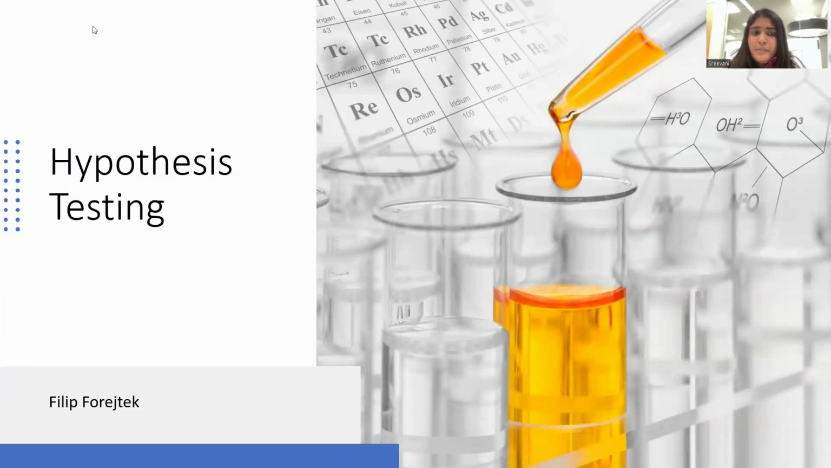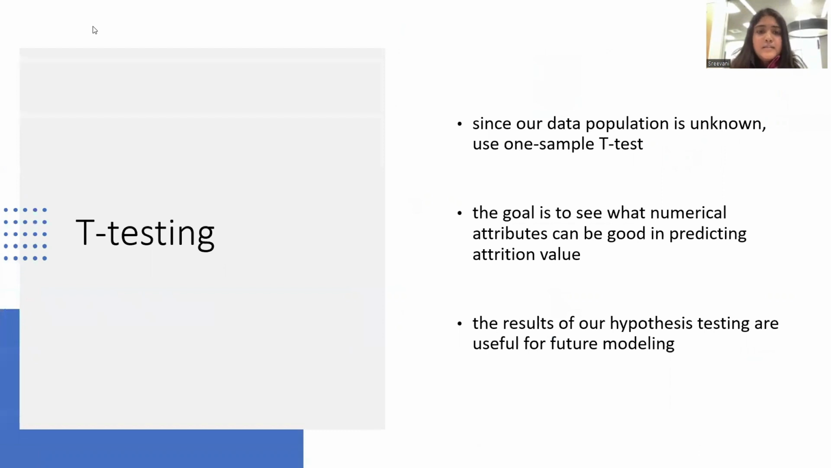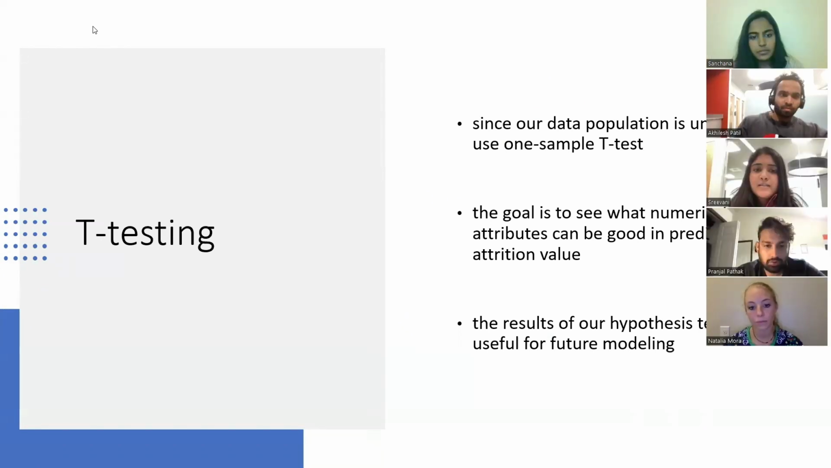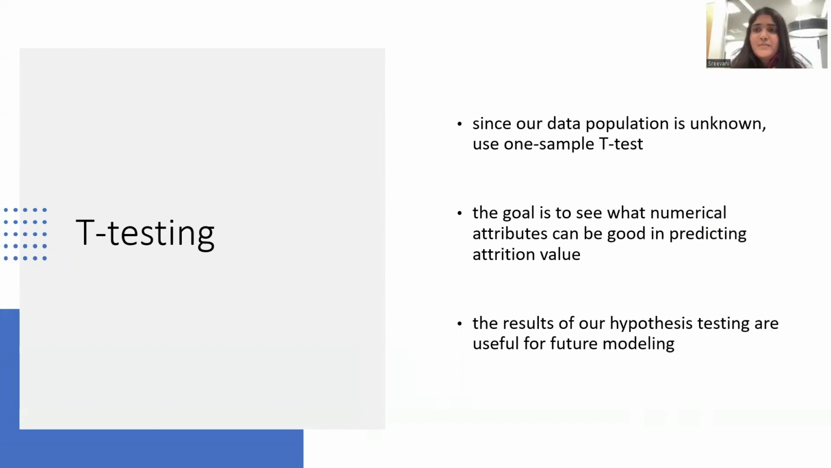Thank you. Hi, my name is Filip, and I'm going to talk shortly about hypothesis testing of our project. The goal of our hypothesis testing is to see what numerical attributes can be potentially good in predicting the attrition value. Since our data population is unknown, we will be using a one sample t-test, and we hope that the results of our hypothesis testing are going to be useful for future modeling, such as regression.